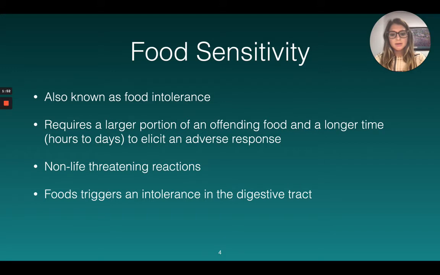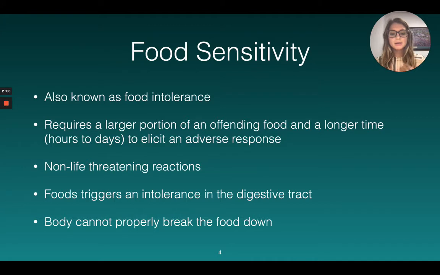So again, it's going to be the digestive tract, the stomach, small intestine, people will have those reactions within the digestive tract. And this is basically due to the body's inability to break down the food. So you ingest a food, but the body is not equipped in order to break it down properly. And so when it is in the digestive tract, it can cause some reactions and responses to that item.